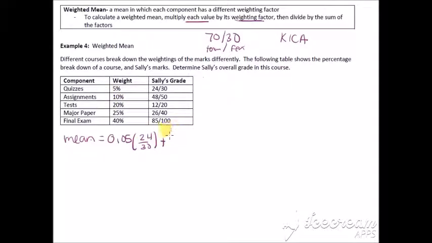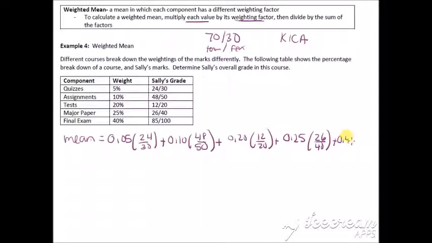Plus, assignments are worth 10%. Sally got 48 out of 50. Tests are worth 20%. Sally got 12 out of 20. The major paper was 25%. Sally got 26 out of 40. The final exam is 40%. Sally got 85 out of 100.